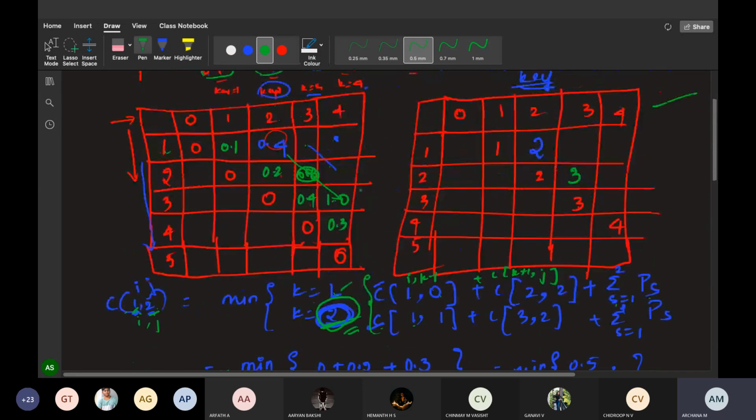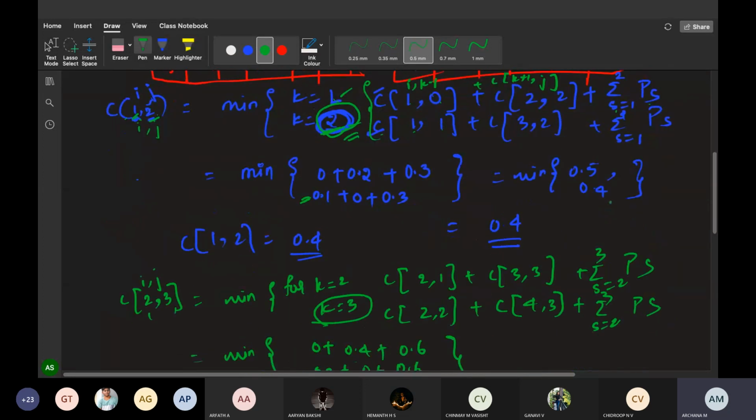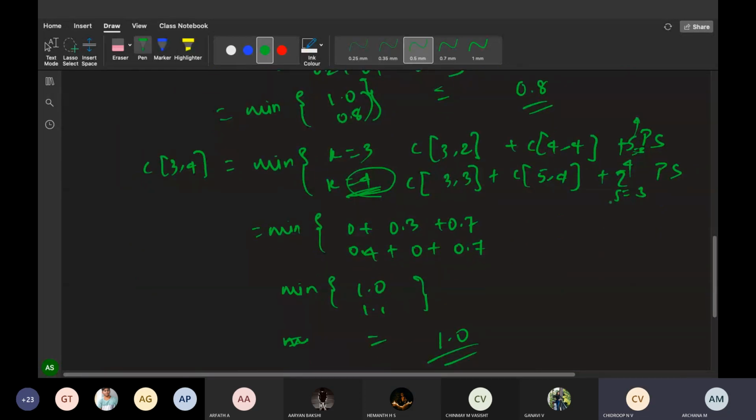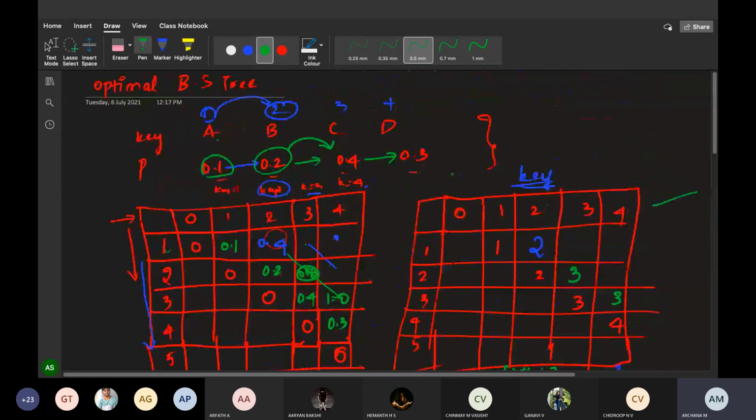This is 1.0 and this is what? K value 3. 3 or 4? 3 only, right? Sorry, k equals 3. This is 3, not 4. Sorry. This is not 4, this is 3. Okay, that is 3 I am writing.